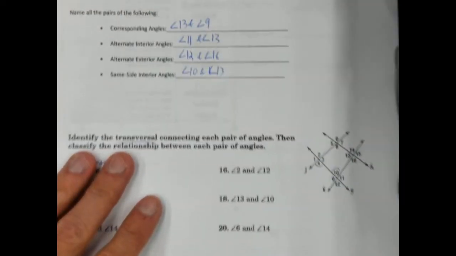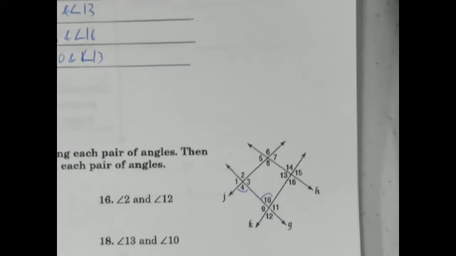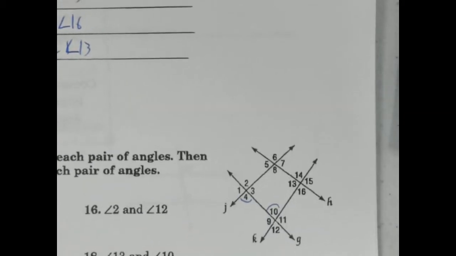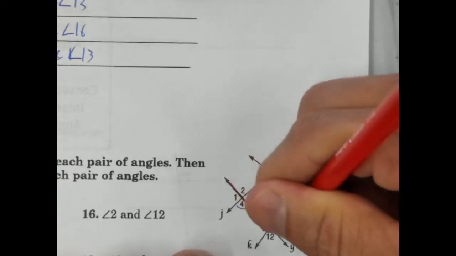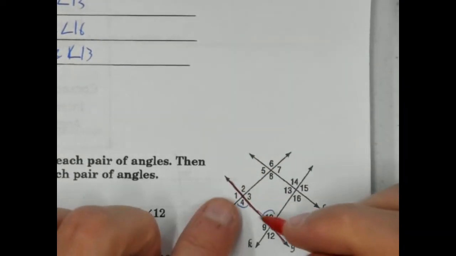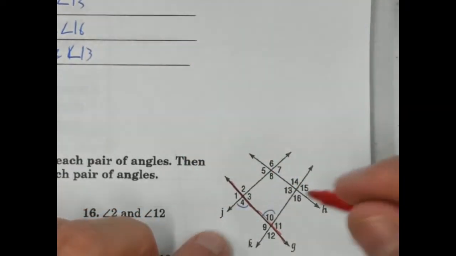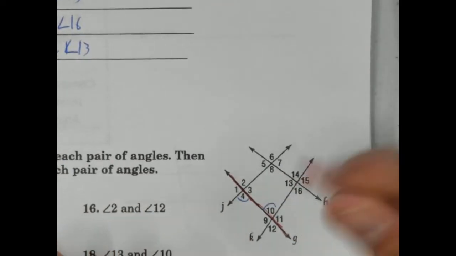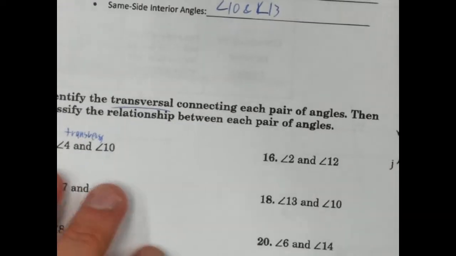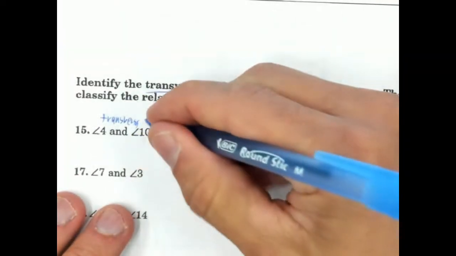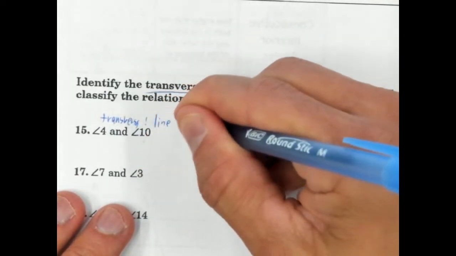So let's go ahead and zoom in here. So you can see the transversal here. You can actually see it if you look at it. This transversal, that's creating the angles, right? This is the transversal, and these are the two lines it's crossing. So our transversal in this case would be line G. Okay, the camera's being annoying here. There we go. So line G.